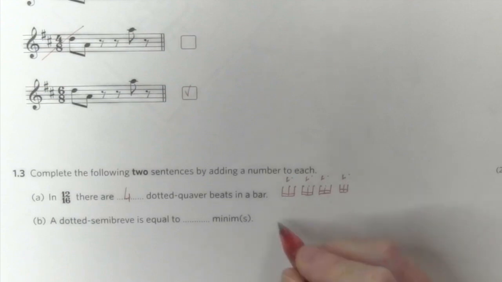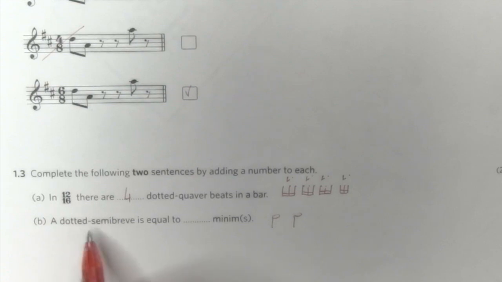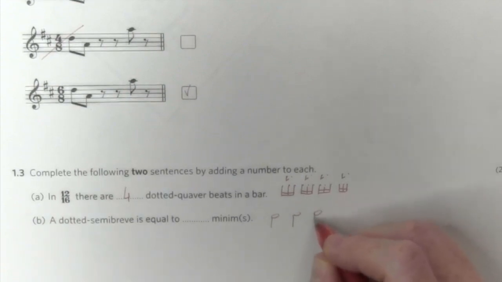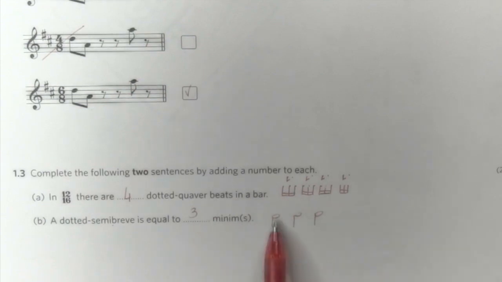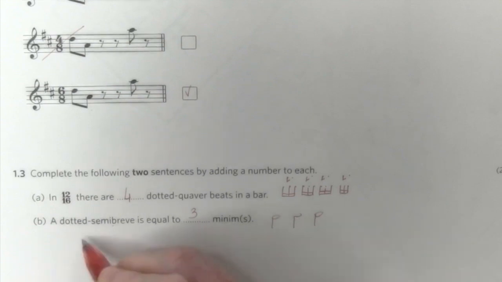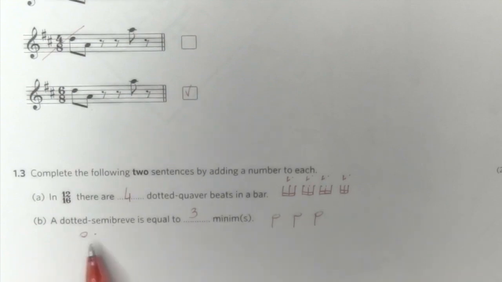A semibreve is made up of two minims plus another half of a semibreve, which is another minim, because it's a dotted one. It's a dotted semibreve. So we have three minims. Again, the minim is the half of a semibreve. So to make up a semibreve, we need two minims. Then the dot equals, so let me write it here as a dotted semibreve. Now, the dot is another half of the semibreve, therefore another minim. And this is it.